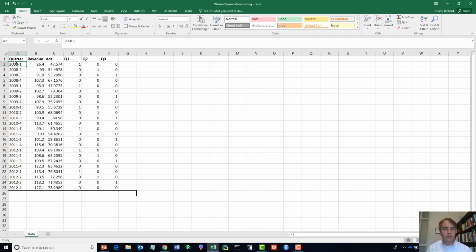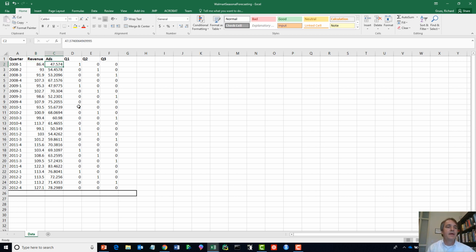Based on quarters. Okay, so we've got first quarter of 2008, second quarter, third quarter, fourth quarter, etc. So this is the year divided up into quarters, and this is the revenue for that particular quarter. And this variable is the ad expenditures in millions. So this is going to be revenue in billions, and this is ad expenditures in millions.